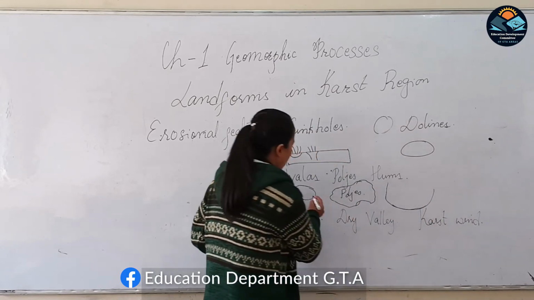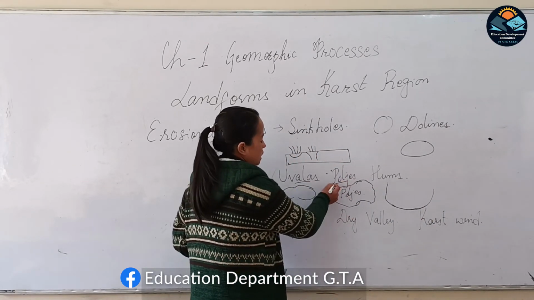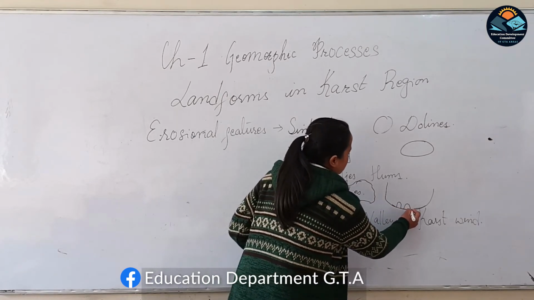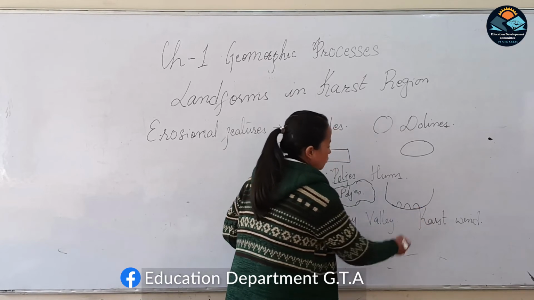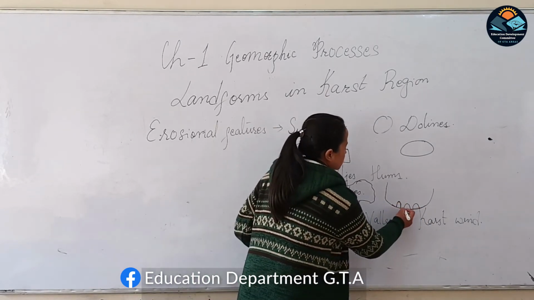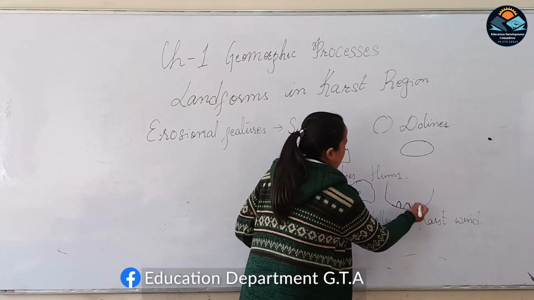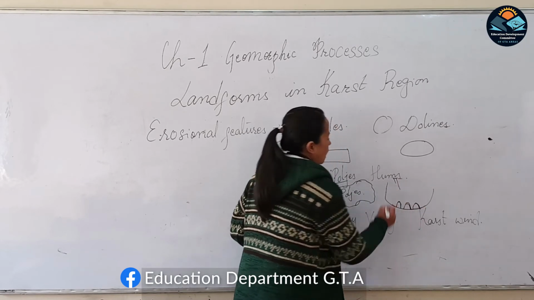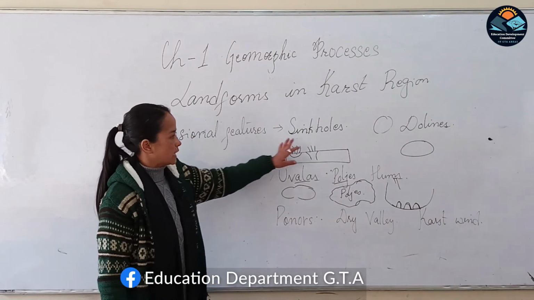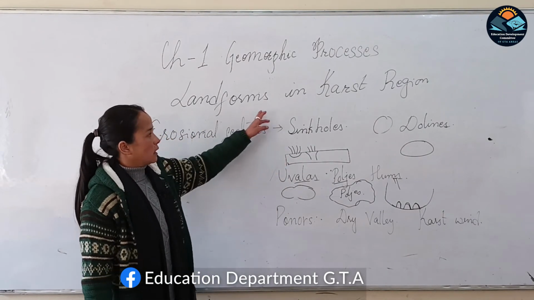At the base or the floor of the uvalas or the poljes, there are some hillocks or residual rocks, hard or resistant rocks. These hillocks or resistant rocks are known as hums. These are some of the erosional features that we see in the karst region.